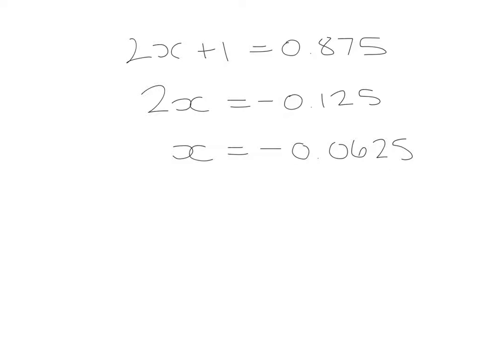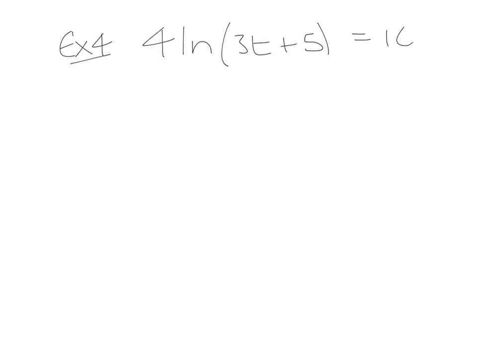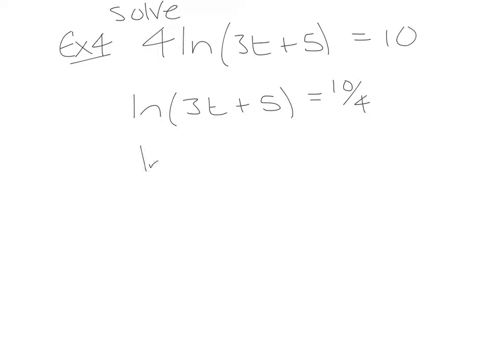Right, next example. Example 4. 4 ln 3t plus 5 equal to 10, and we're trying to solve that. Okay, so divide by 4 would be our first step. That's us isolated our log on the left hand side, and we have 10 divided by 4 on the right hand side, which is 2.5, so I can write that as the next step.